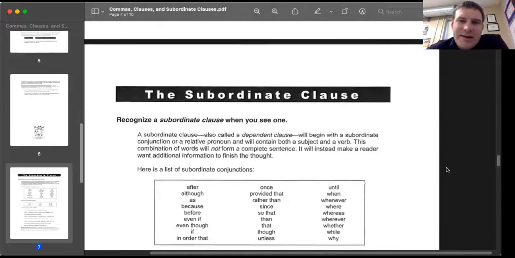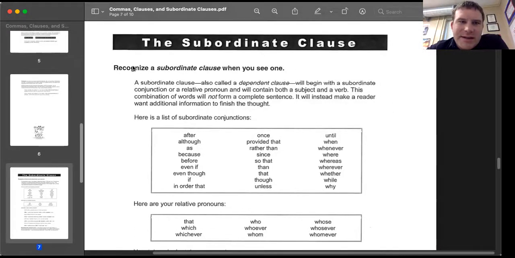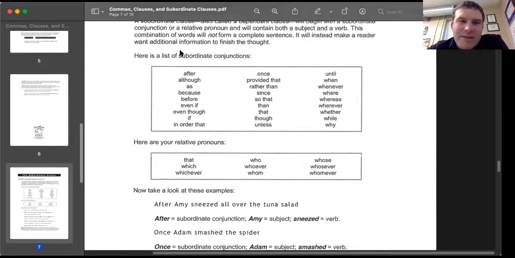All right. Let's jump to this part, which talks about subordinate clauses again. Recognizing a subordinate clause when you see one. A subordinate clause is also a dependent clause. It will begin with a subordinating conjunction or relative pronoun, which contains both a subject and a verb. This combination of words will not form a complete sentence. It will instead want additional information to finish the thought.